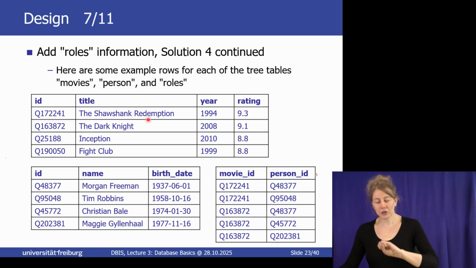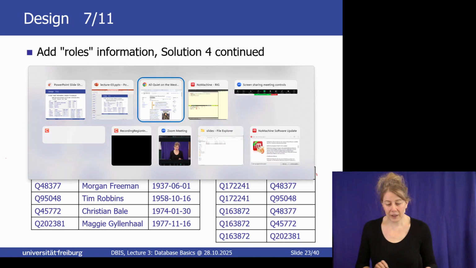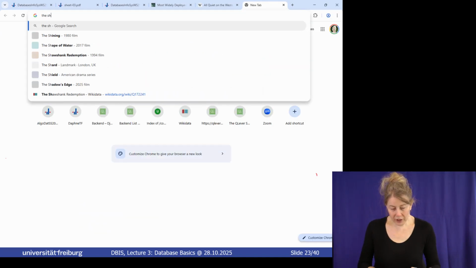This is very much how you do it for the exercise sheet as well, but there are some design decisions here. So the ID does not have to be a number. We deliberately added the Q here. This is actually the Wikidata ID. Let me show that to you real quick.